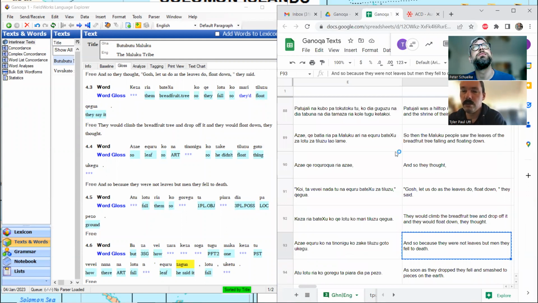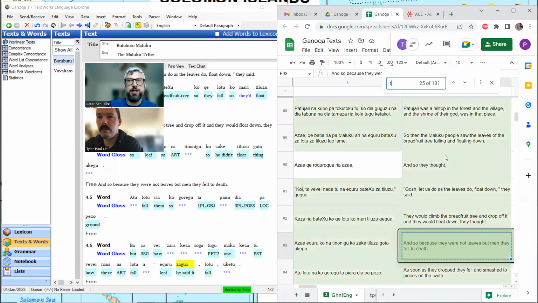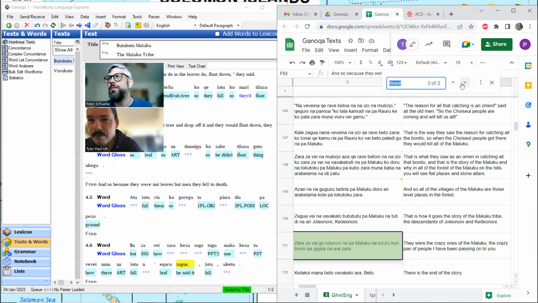Tinoni gu. So something fused onto it in this case. What the gu means, I don't know. So I'm going to go ahead and search for Tinoni. It could be that quotative root. Oh, nice. Three hits. Tinoni, we get it by itself. One more man. Makatinoni, one man.